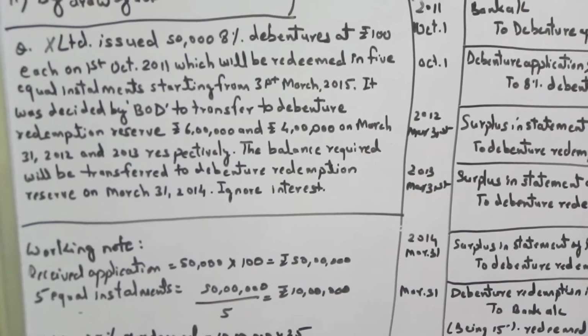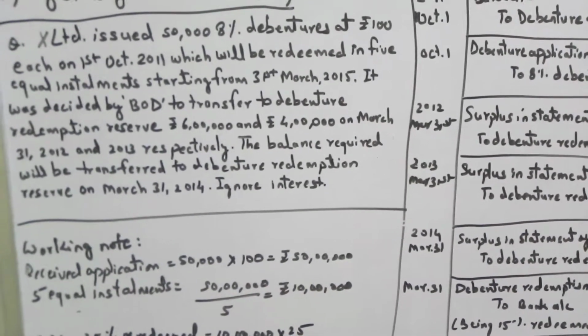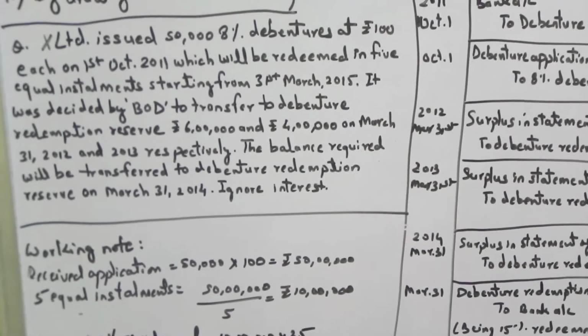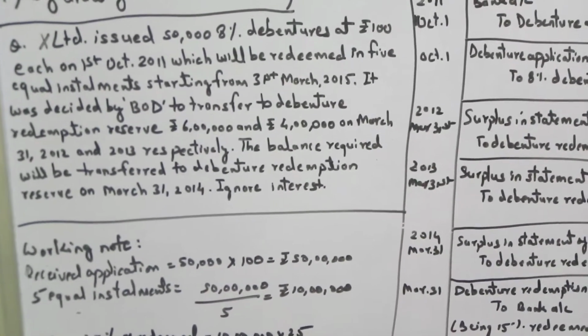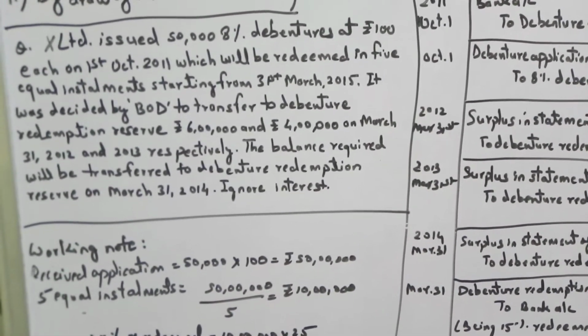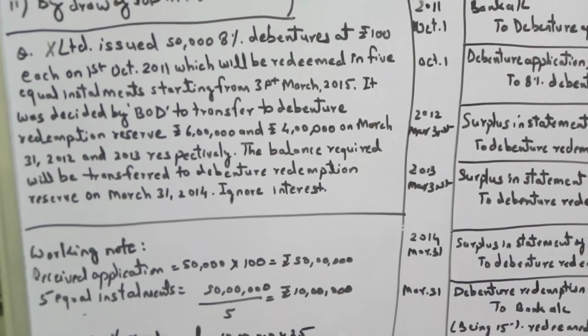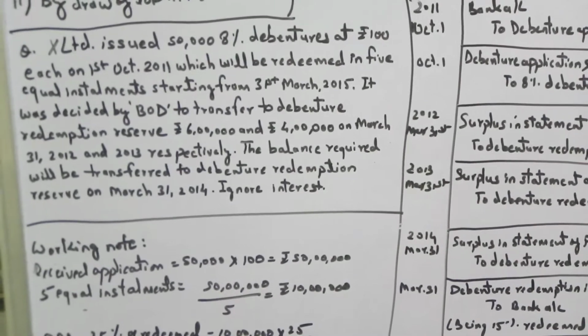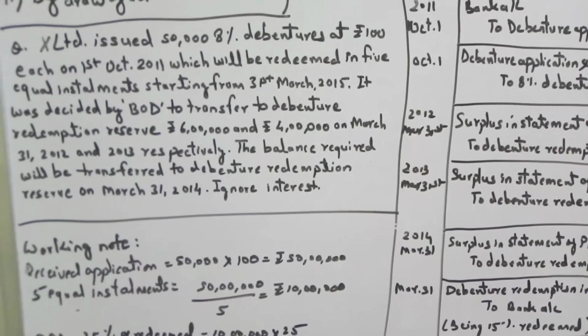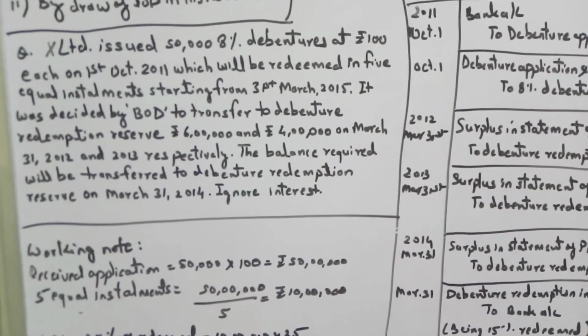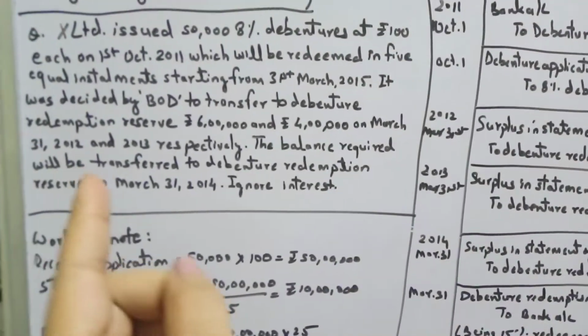In the same manner, the second repayment will be on 31st March 2016. Then the next on 31st March 2017. Then the next on 31st March 2018, and the last is 31st March 2019, because if you start counting from 2015, 15, 16, 17, 18, 19, in the year 19 your 5 equal installments will be completed.